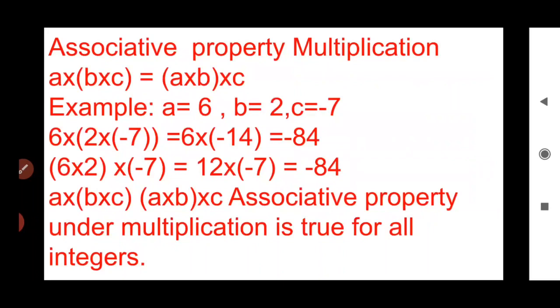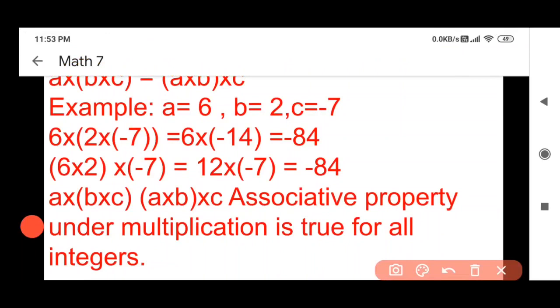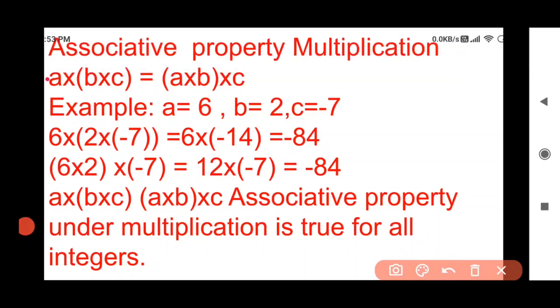Next, the associative property of multiplication. The associative property of multiplication is: a into (b into c) equal to (a into b) into c. Let's check with one example. a is equal to 6, b is equal to 2 and c is equal to minus 7. So a into (b into c): 6 into (2 into minus 7). First solve within the bracket, the BODMAS rule. 2 into minus 7 is minus 14. 6 into minus 14 is minus 84.